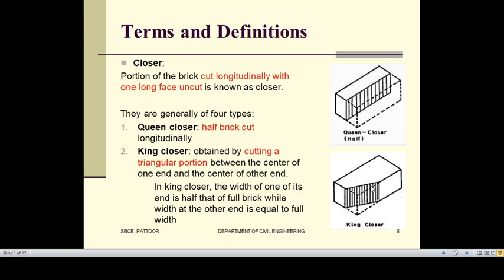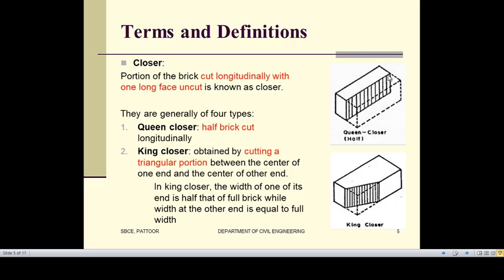Next is closer. In closer, the width is getting reduced. First one is the brick cut longitudinally with one long face uncut. And there are four types of closer: queen closer, king closer, beveled closer and mitred closer.